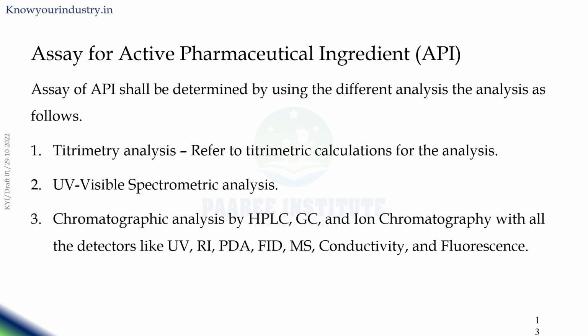When we do the assay of an active pharmaceutical ingredient in a particular dosage form, or directly assay the active pharmaceutical ingredient as a raw material, we have seen the example of titrimetric analysis in the previous slide. Also you can do UV visible spectrophotometric analysis, and also chromatographic analysis by HPLC, GC, ion chromatography with the different detectors, which we have already seen in the previous modules. When it comes to UV spectrophotometry or chromatography, what calculations will be applied? That we will see in the next slide.